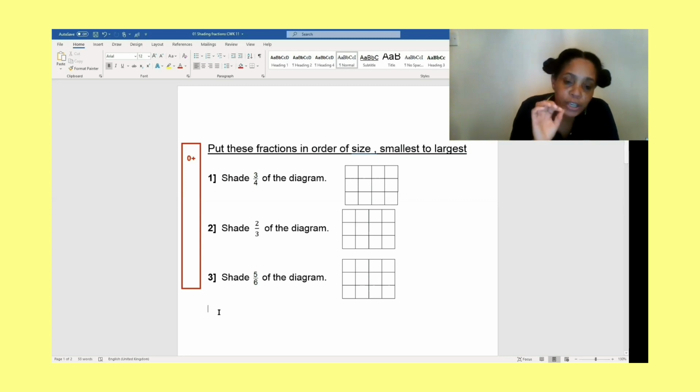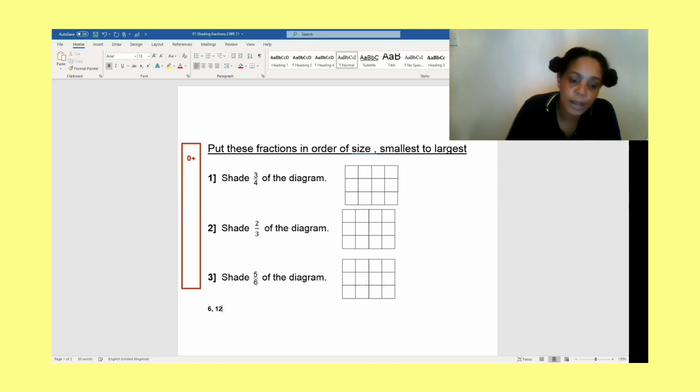First, we're going to see if we can find a number that is in the 6 times table, the 3 times table, and the 4 times table. So let's go searching. The first number is 6. Is 6 in the 6 times table? Yes. Is it in the 3 times table? Yes. Is it in the 4 times table? No. So we can't use that.